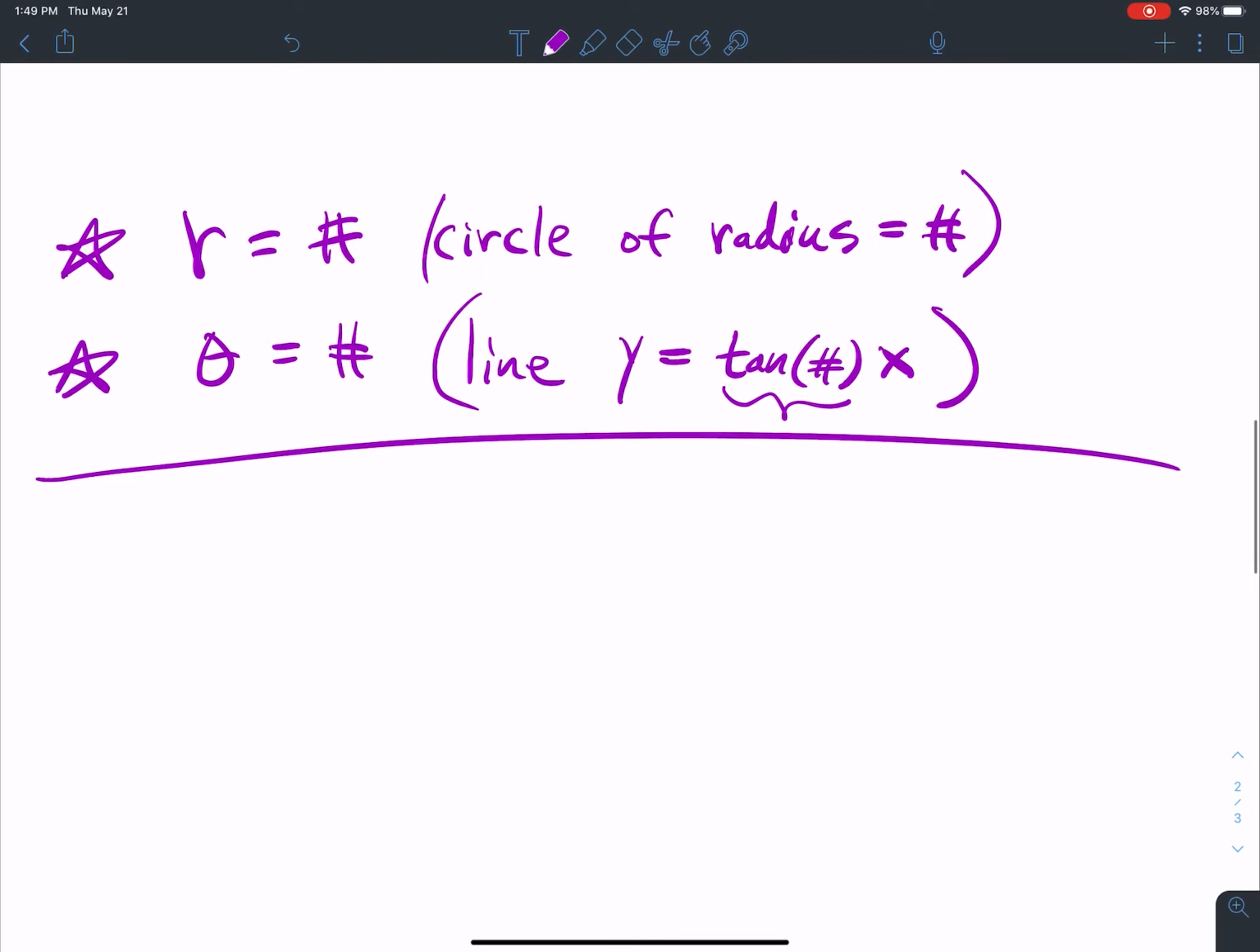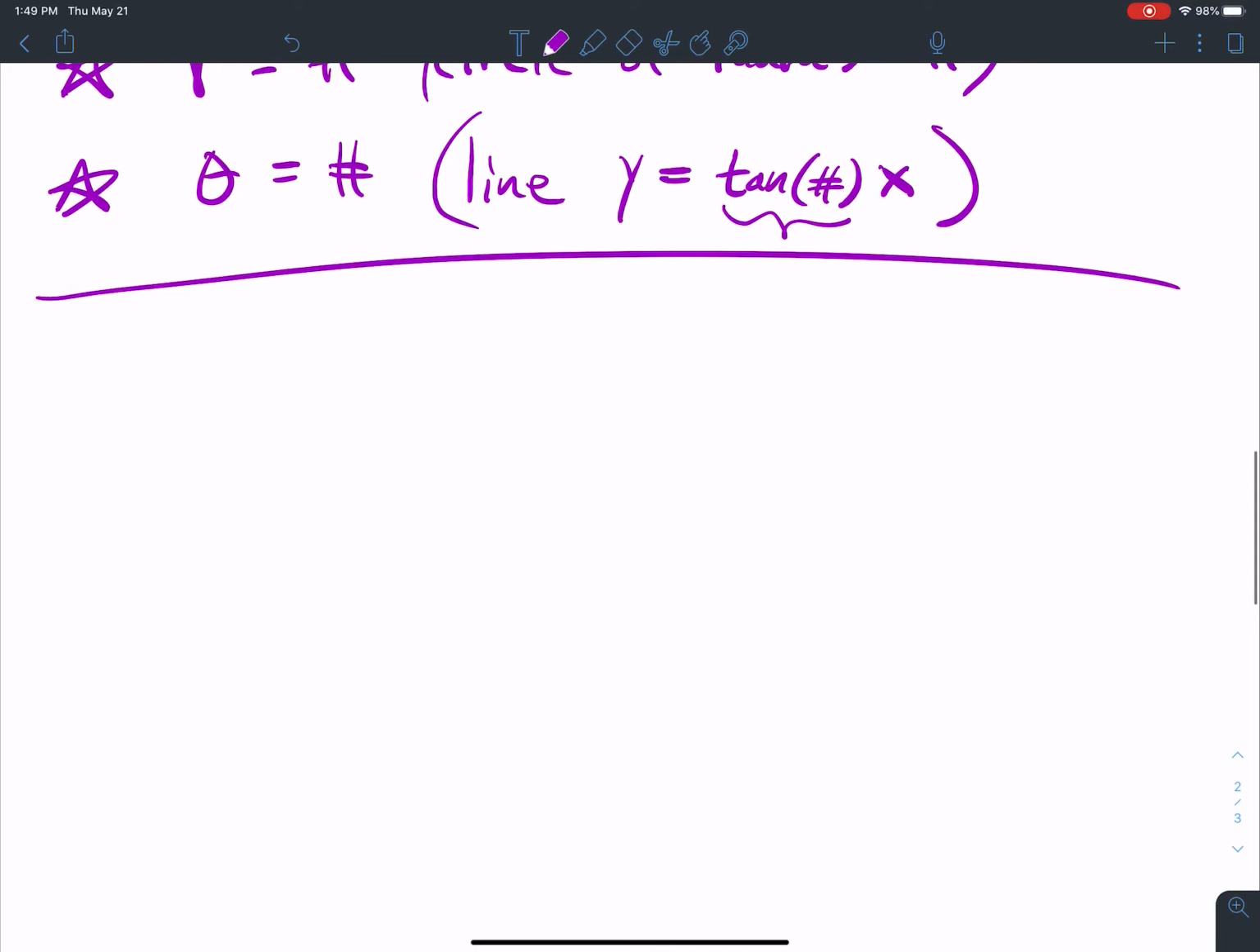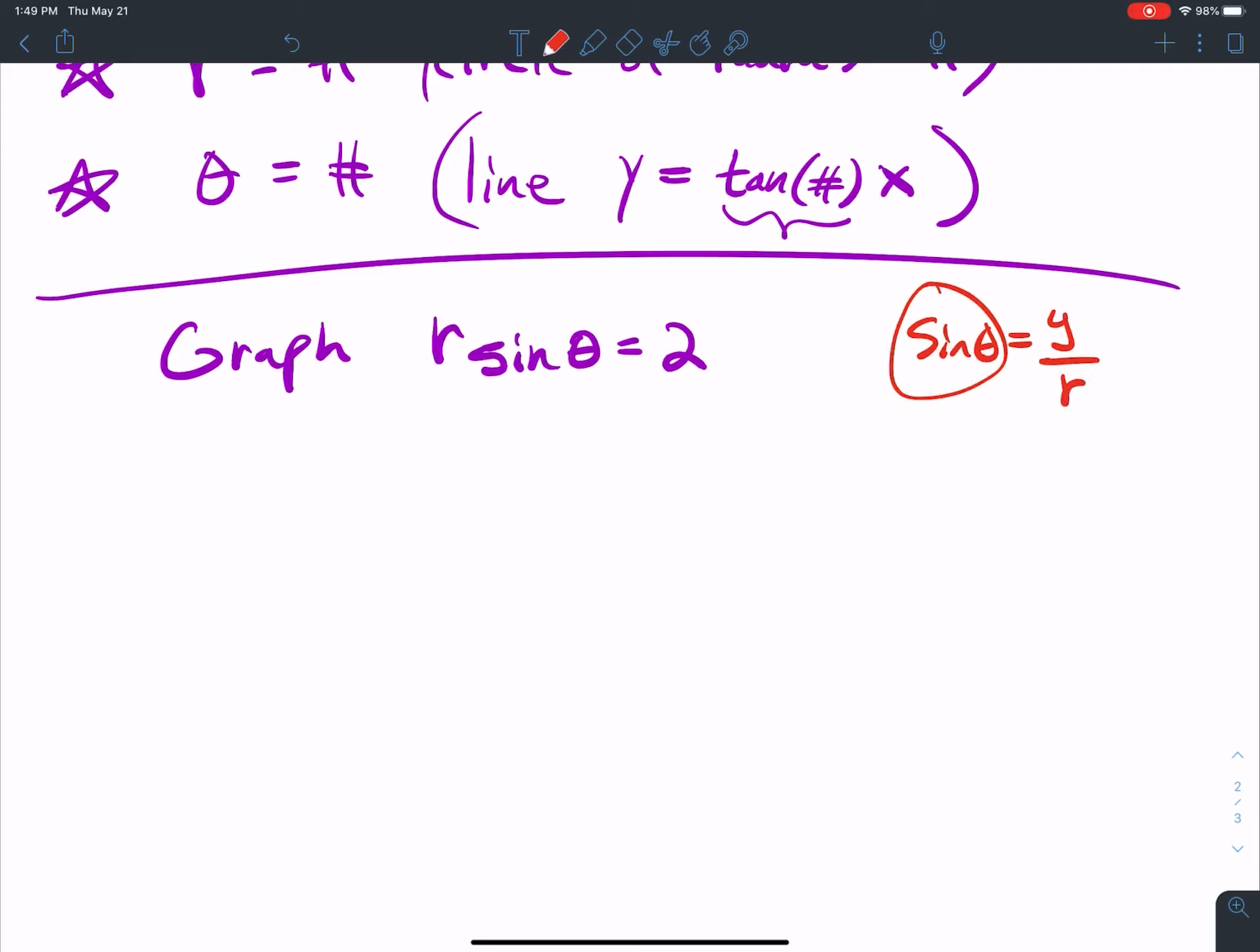Okay, let's try to identify another graph. Let's do a graph of r sine theta equals 2. Well, what do we know? We know that the sine of theta equals y over r. So I can replace sine of theta with y over r. My r's cancel, and I get y equal to 2. Now y equal 2 is a horizontal line.